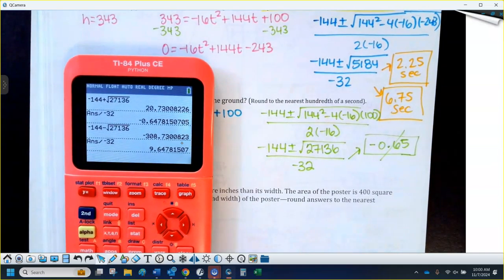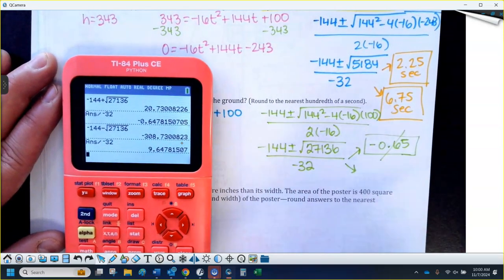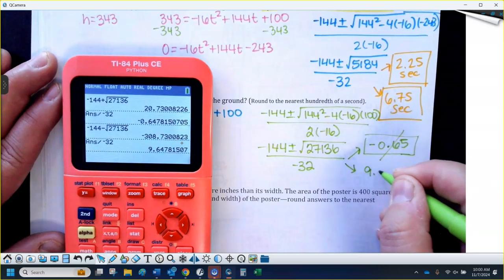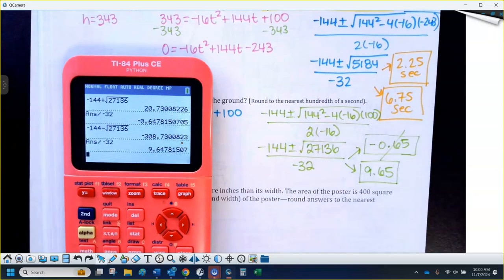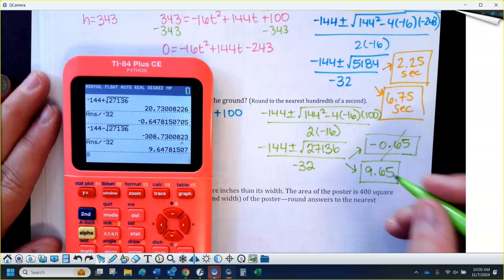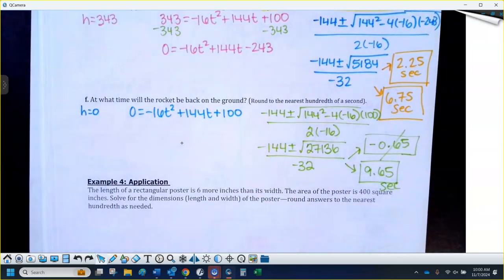So that's how I know for sure that I should get a positive answer doing that, because I'd have a negative divided by a negative. So if you want to save yourself a second, if you know you're going to only have one answer, then think about, okay, what's going to give me a positive value, because one of them is going to give you a negative. And then this would just be a time in seconds, so it's going to be about 9.65 seconds.